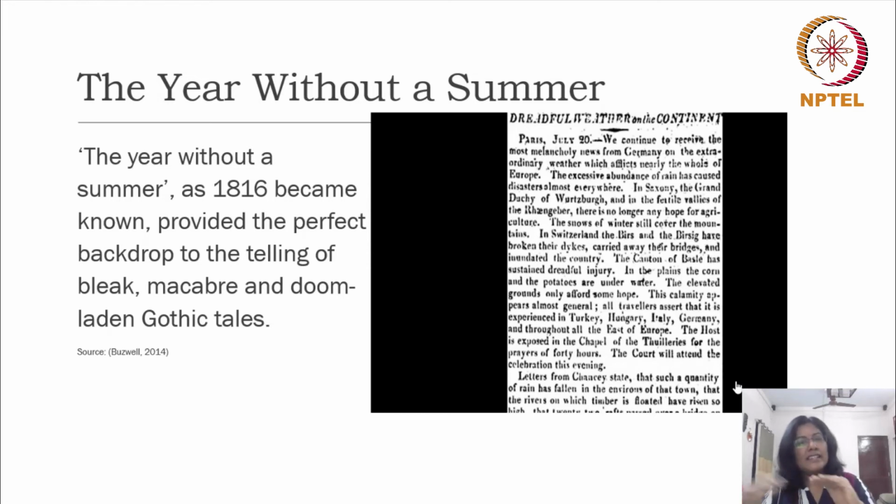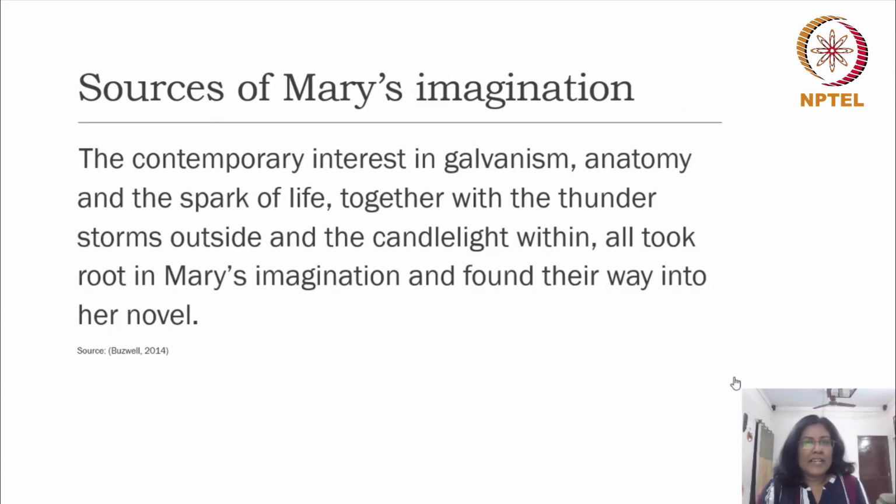So there is an external stimulus, an idea that seems to be reinforced when we look at the narrative surrounding the origin of Frankenstein. So by now, we are very clear about the sources of Mary's imagination that produced Frankenstein. One is Galvanism. The other is the idea of the spark of life and how it could animate things. And plus, there are thunderstorms going on outside, and there's candlelight within Villa Diodati. So these are some of the external influences on Mary's imagination, and all these took deep root in it and found their way into Frankenstein.